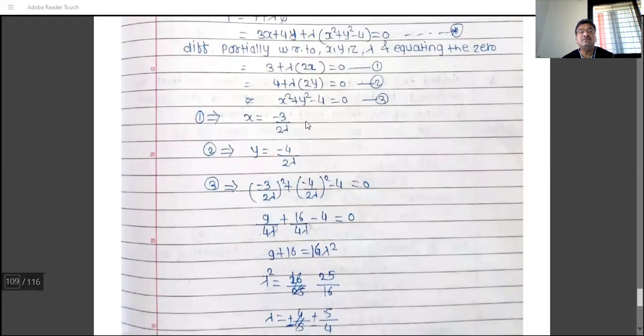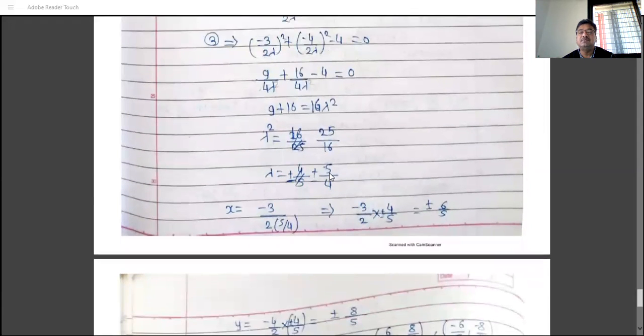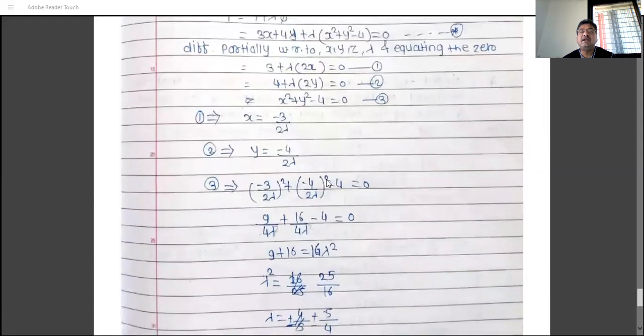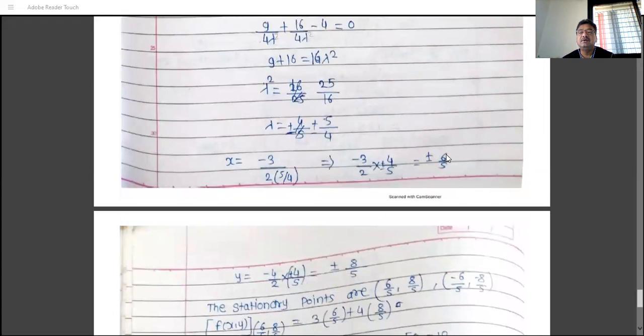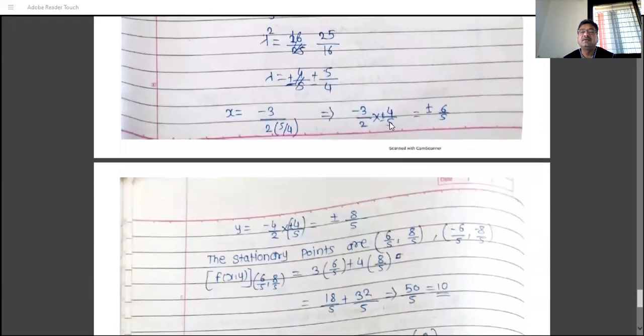So now there are two methods. The first method is applicable here. That is, we find the value of x from equation 1 in terms of lambda and the value of y in terms of lambda, and then substitute these values in equation number 3. We get lambda square is equal to 25 by 16, so lambda is plus minus 5 by 4. Then if we substitute lambda in this equation, we have x is equal to plus minus 6 by 5.